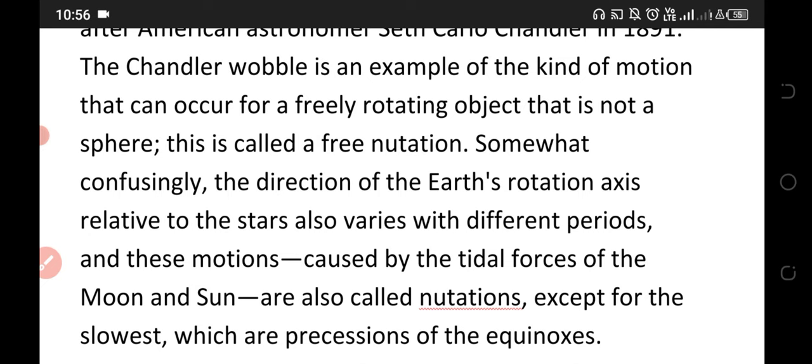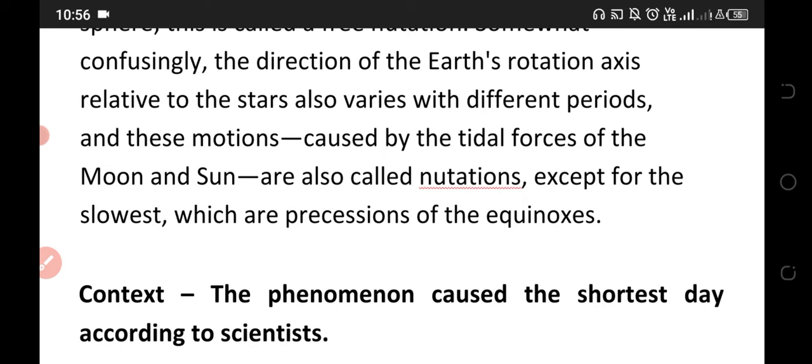Somewhat confusingly, the direction of the Earth's rotation axis relative to the stars also varies with different periods. These motions caused by tidal forces of the moon and sun are also called nutation, except for the slowest, which are precessions of the equinoxes. This is the phenomenon caused by the shortest day, according to the scientist.